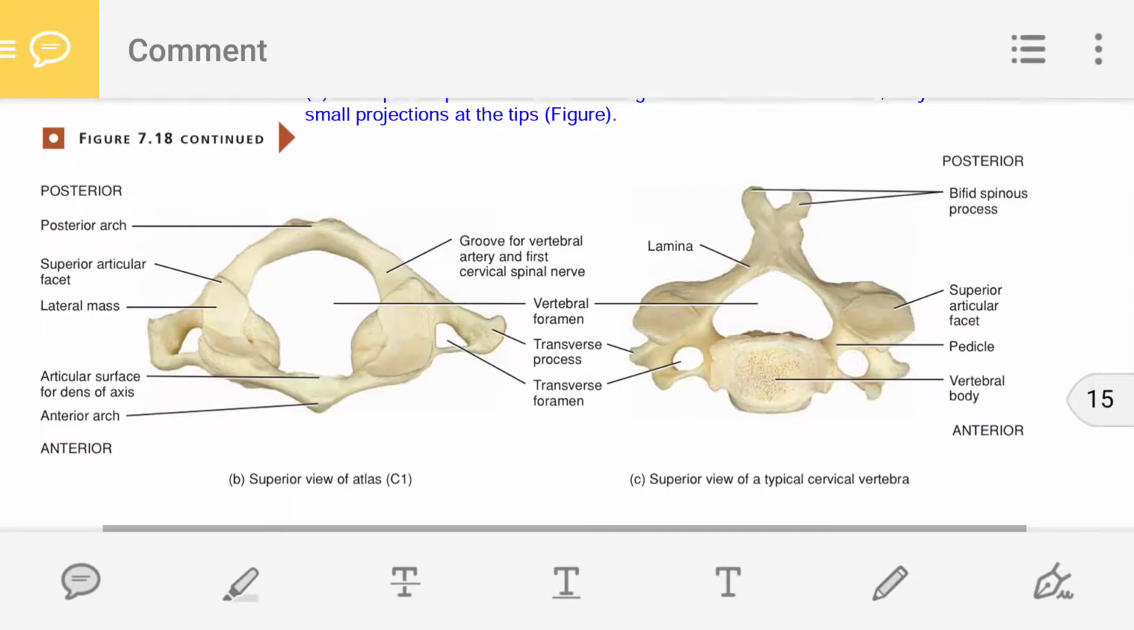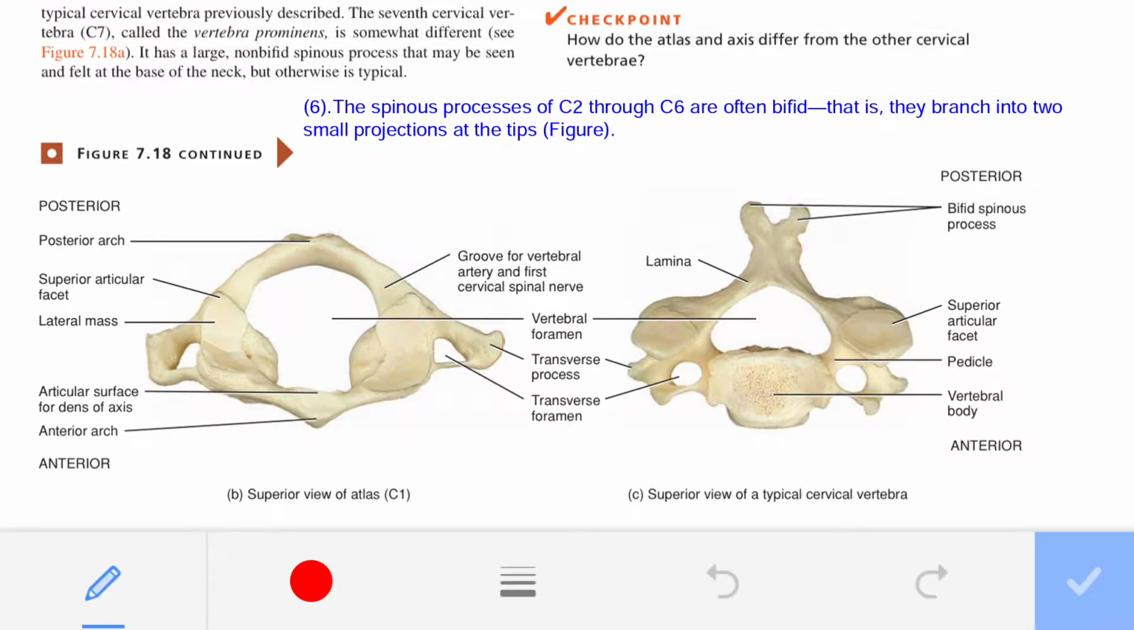This is the sixth point. Now in this point we are discussing the spinous process of C2 to C6 vertebra. As you can see, this is the spinous process of C2 to C6 vertebra, and it is known as the bifid spinous process, because as you can see, the spinous process branches into two small projections at the tips.